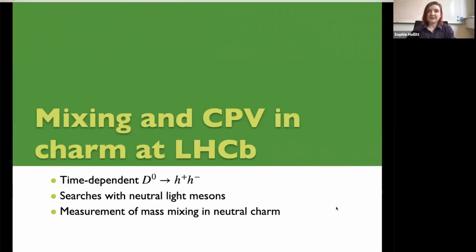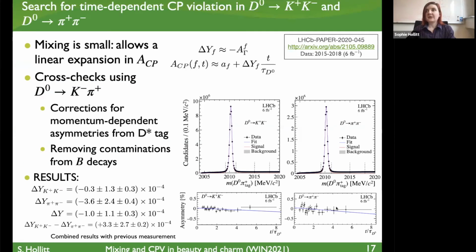So moving on from our results in beauty, I'd like to talk next about mixing and CP violation in charm at LHCb. So to begin with, we'll start with an update of that 2019 study. So rather than time independent, this is now a time dependent study. Given that the mixing in D0 decays is expected to be small, we can consider a linear expansion in the CP asymmetry to get this parameter delta y, which is related to the decay time difference.